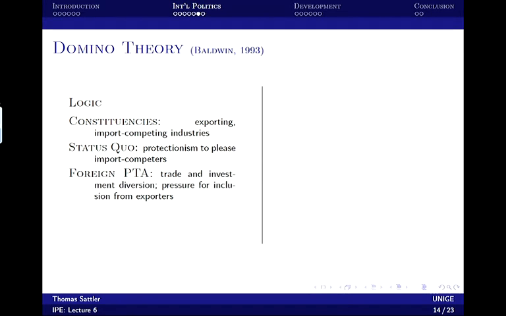And what happens is, assume there's a foreign PTA. A foreign PTA means that you have a trading partner, and that trading partner concluded a preferential trade agreement with another country. That means we see, to some extent, trade diversion away from me. So the exporters in my country, they suffer because they export less to that other country because that other country now trades more with the third country, right?